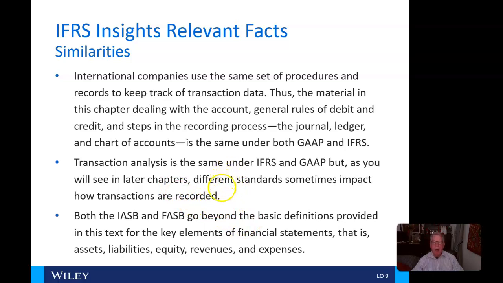So, mostly though, they're the same. Journal entries, general ledger, they're the same under GAAP and IFRS. But you will see in later chapters there are different standards that sometimes impact the transactions that we record. The one big one, I think, is the one that I highlight, is that LIFO is not used for IASB, but we can use it for GAAP, prepared by the FASB, Financial Accounting Standards Board.